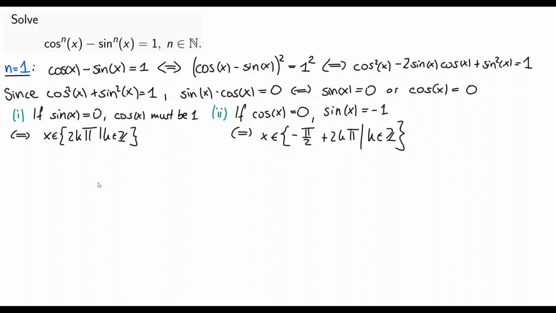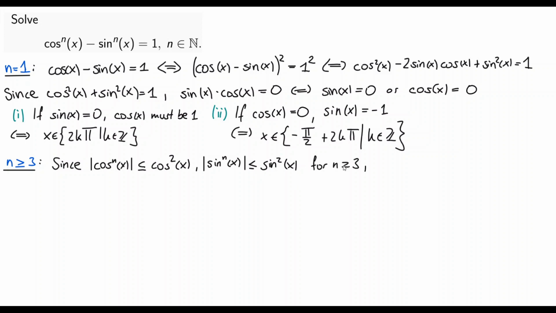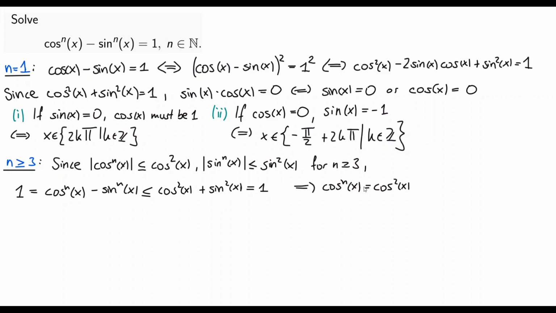Next, let's look at the case where n is odd and greater or equal to 3. For n greater or equal to 3, we have that the absolute value of cosine to the nth of x is definitely smaller or equal to cosine squared of x, and similarly the absolute value of sine to the nth of x is definitely smaller or equal to sine squared of x, because of course n is greater or equal than 3. Now if that's the case, then this gives us an inequality, namely that cosine to the nth of x minus sine to the nth of x is definitely smaller or equal to cosine squared of x plus sine squared of x, which, as we have already mentioned, is equal to 1. Now, equality holds only when cosine to the nth is equal to cosine squared, and negative sine to the nth is equal to sine squared. So we can conclude that this must hold.